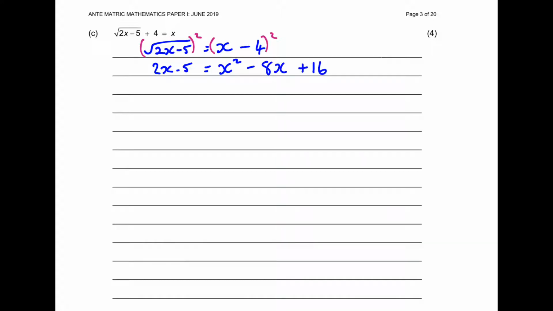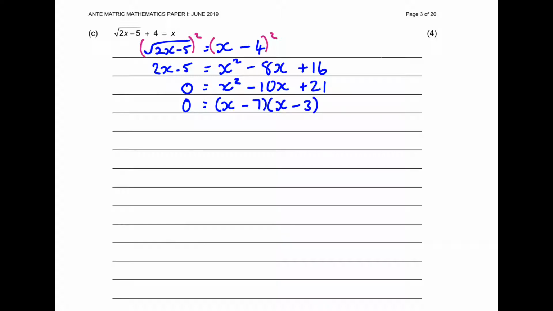All right, so now we've eliminated the surd by squaring through, and we now need to get everything onto one side of the equal sign so that we are equating to 0. So 0 equals x squared, minus 8x minus 2x is minus 10x, and positive 16 plus 5 is positive 21. Now we can factorize, and we'll have x minus 7 and x minus 3.